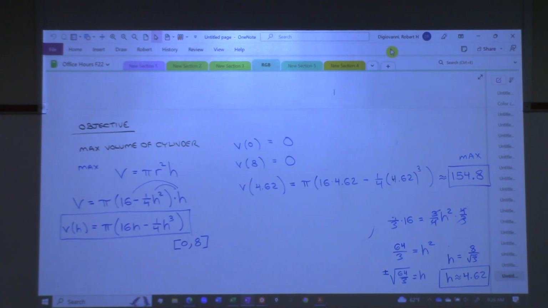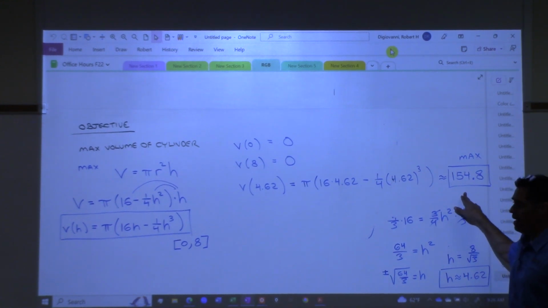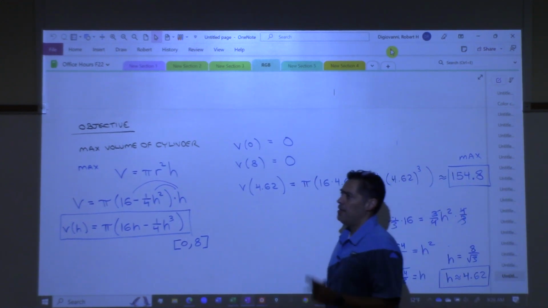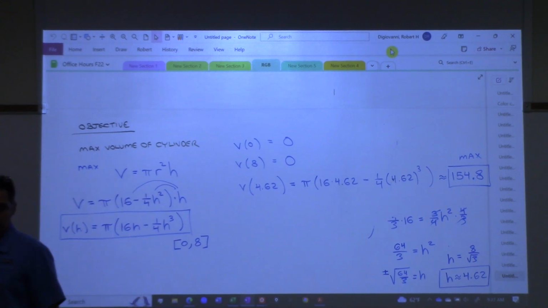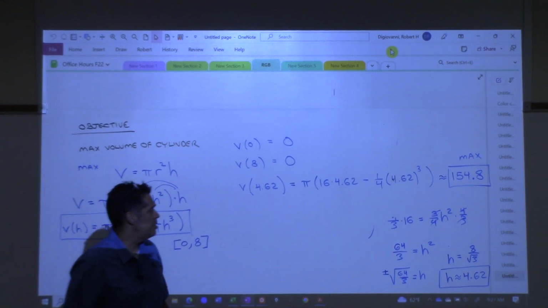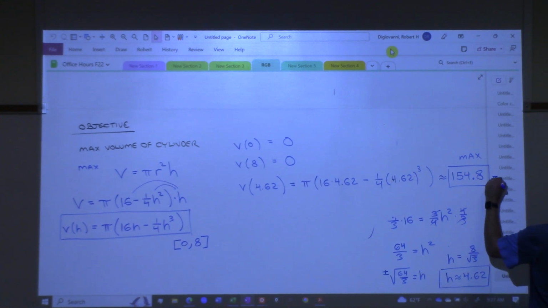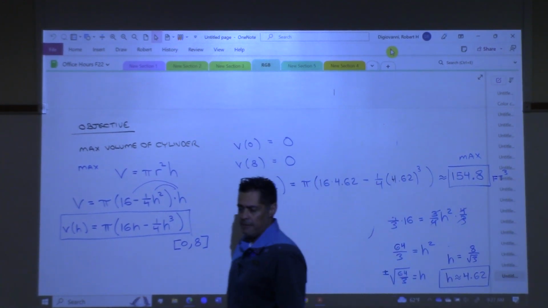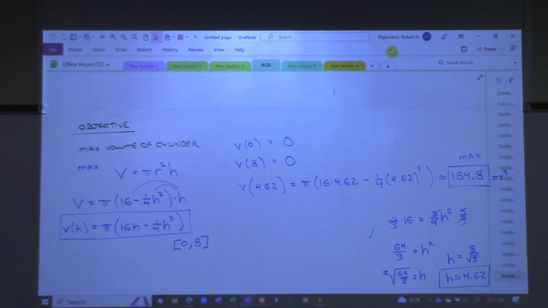Thank you. So this is the maximum volume that we can get, right? And it happens when h is 4.62, right? Now, just to be precise, what units should this be in? It's a volume, and the radius of the sphere was 4 feet. So anytime you measure volume, it should be whatever unit you have cubed. So cubic feet, because the radius of the sphere was in feet. Okay, so we would say this feet cubed, right? If it was an area, you would say feet squared. If it was a length, you would just say feet. All right, so the largest volume we could possibly get is 154.8 cubic feet.